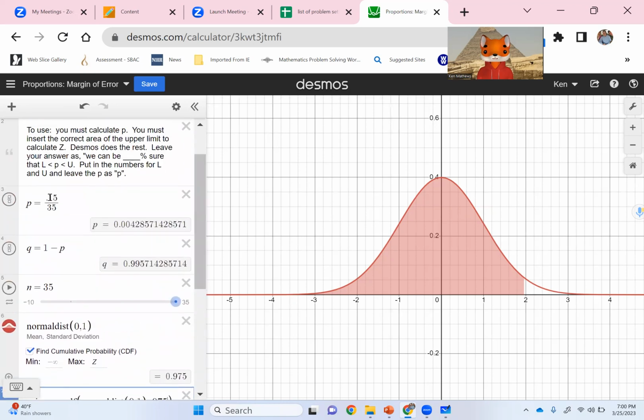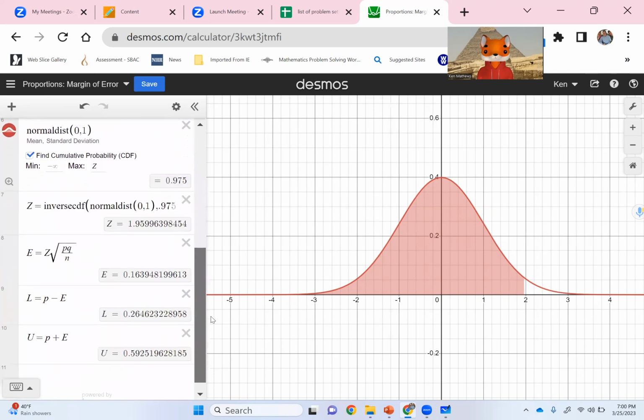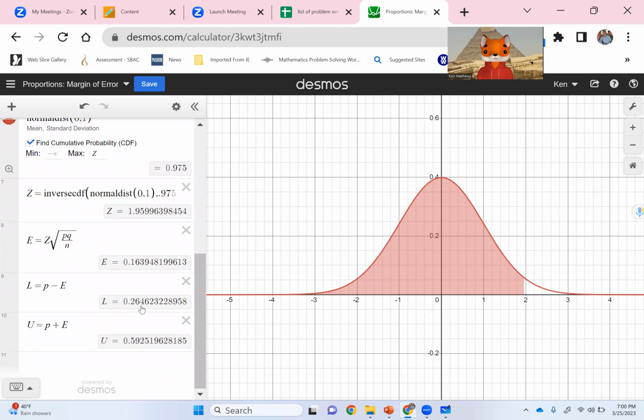Oh, hold on. That says 0.15 out of 30. I knew there was something wrong. Okay. My lower value is 26.5 and my upper value is 59.3. How about that? So we are done.